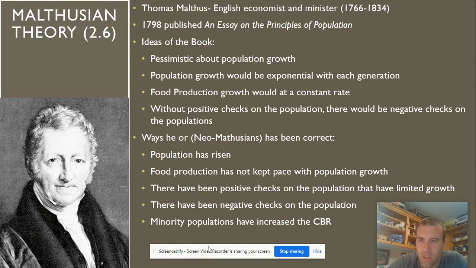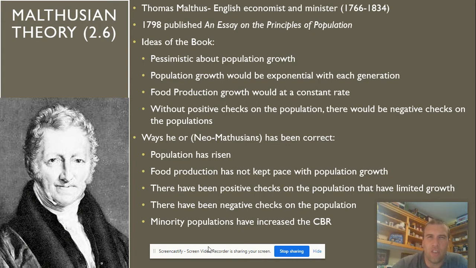But he sees also that food is not growing like that. Food is still growing, but it's growing at a constant rate. It's not growing exponentially. It's just growing numerically or arithmetically. Uh-oh, that's a problem. And so he says, without some sort of positive check on population, there's going to be negative checks. And by negative checks, he basically means famine.